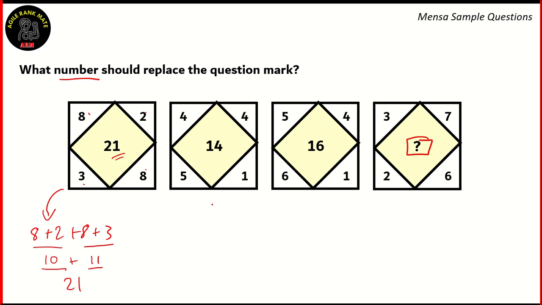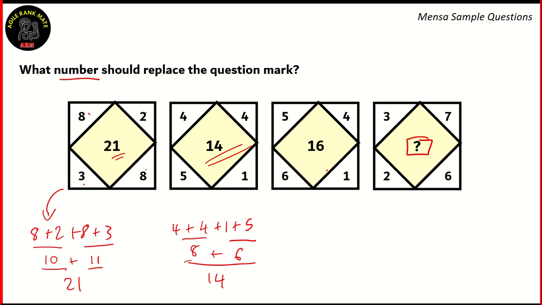Let's test that theory. For the second figure, you have 4 plus 4 plus 1 plus 5. 4 plus 4 is 8. 1 plus 5 is 6. 8 plus 6 gives you 14. And as you can see, the number at the center is, in fact, 14.